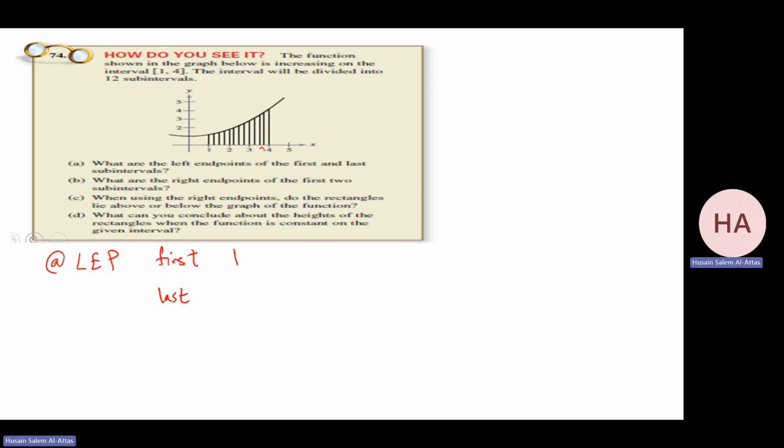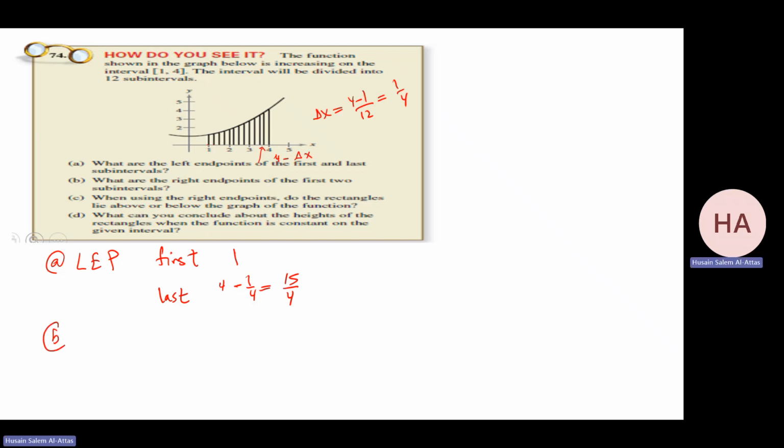So that will be what? What is delta x? Delta x will be 4 minus 1 over 12, which is 1 over 4. So the last left endpoint will be 4 minus 1 over 4, which is 15 over 4, which is 4 minus delta x.